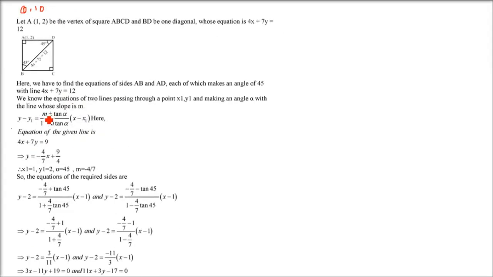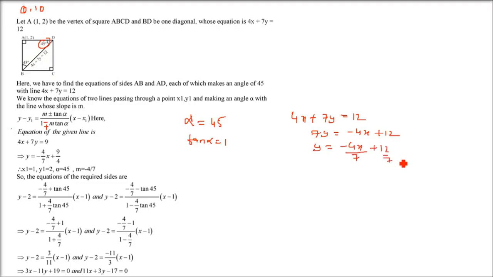So what are we going to take here? All these things are known to us. y minus y1 equals m plus minus tan alpha by 1 minus plus tan alpha, times x minus x1. There will be two equations. Alpha is 45 degrees, so tan alpha is going to be 1. And then what is the slope of the line 4x plus 7y equals 12? You get 7y equals minus 4x plus 12. Divide both sides by 7, so you get y equals minus 4 by 7 x plus 12 by 7. So m is minus 4 by 7.